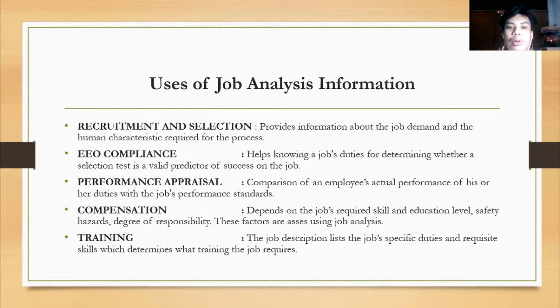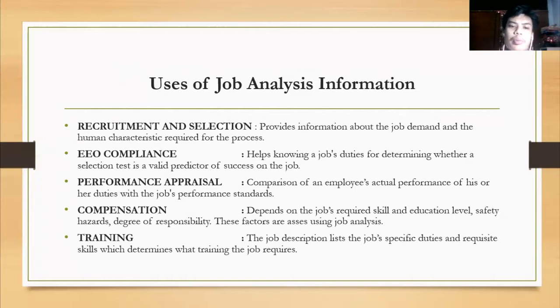First one is for recruitment and selection process. It provides information about job demand and the human characteristic required for the job. Second one is for EEO compliance, known as equal employment opportunity, and helps knowing a job's duties for determining whether a selection test is a valid predictor of success on the job.